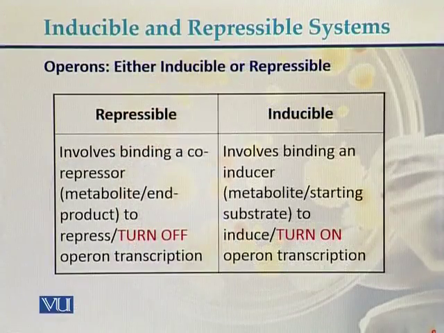Operons can be in the form of inducible or repressible systems. What are repressible systems? They involve binding a co-repressor to repress or turn off operon transcription. In the case of inducible systems, they involve binding an inducer to induce or turn on operon transcription. So operons can be in the form of inducible systems or repressible systems.